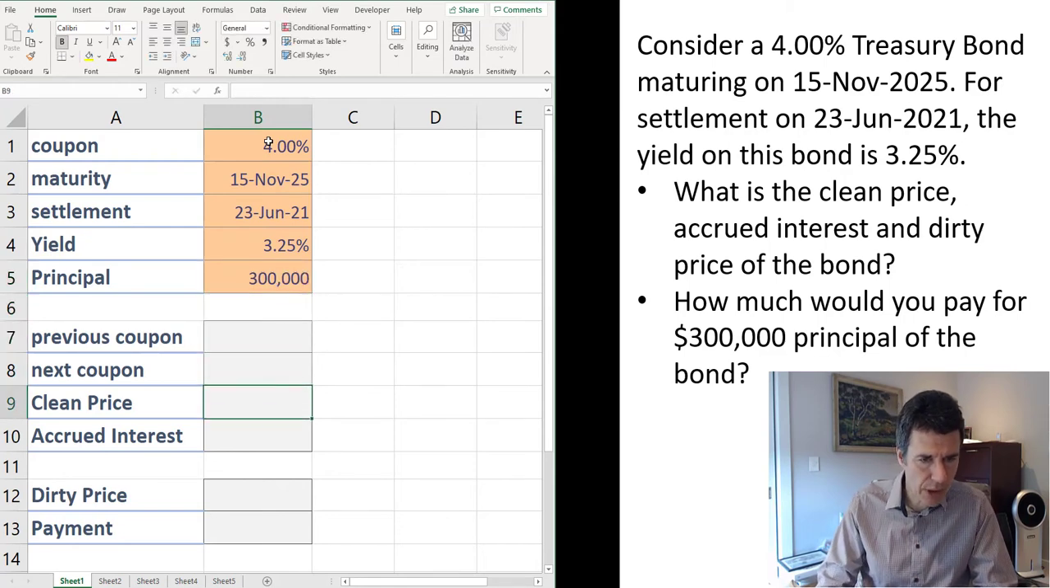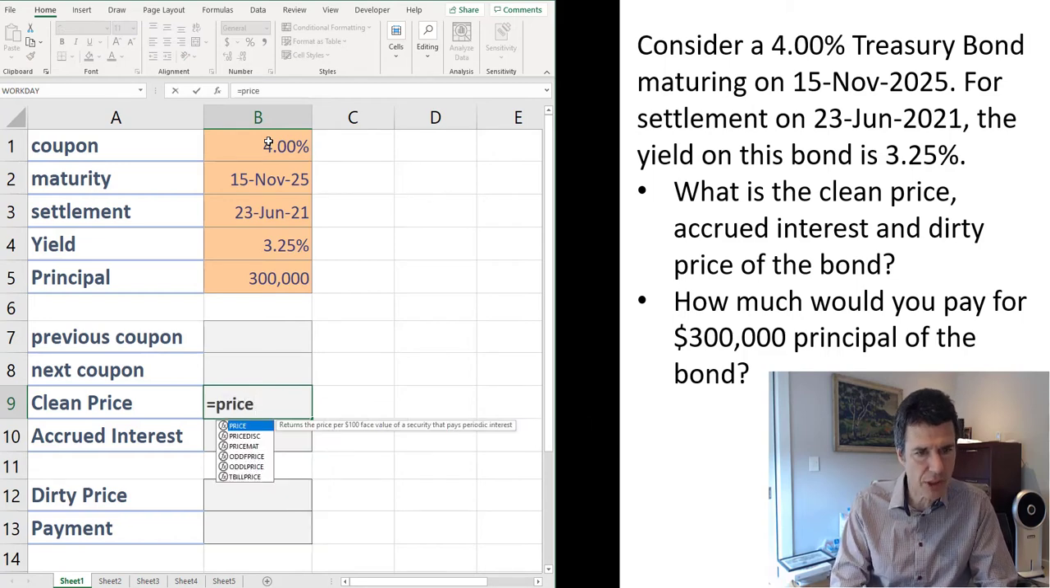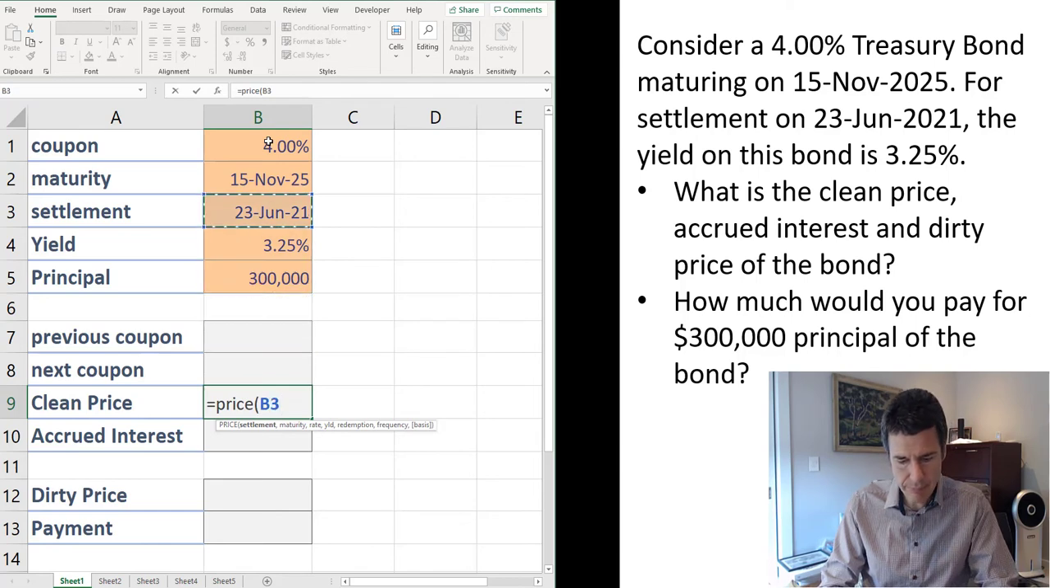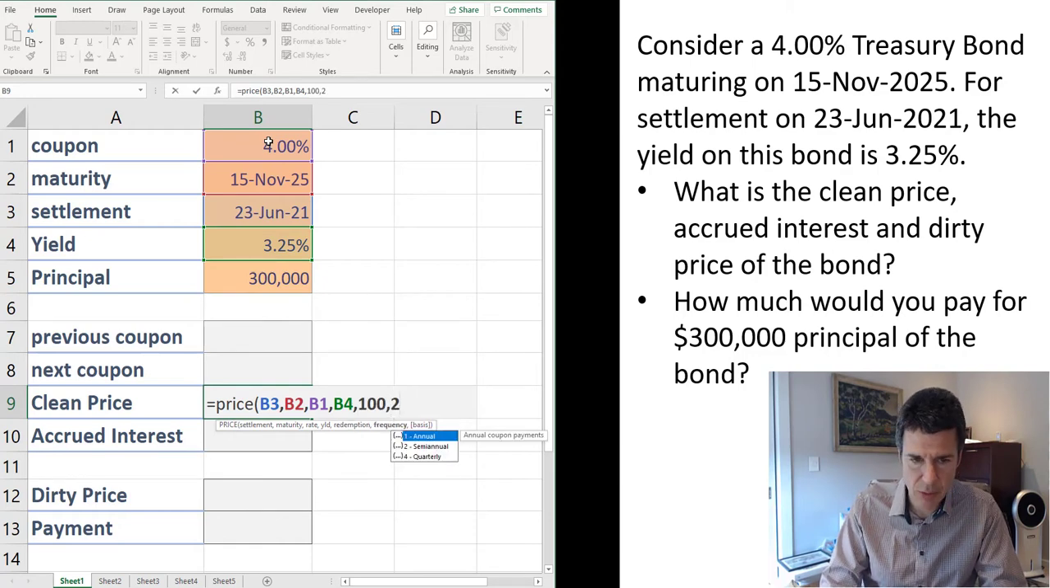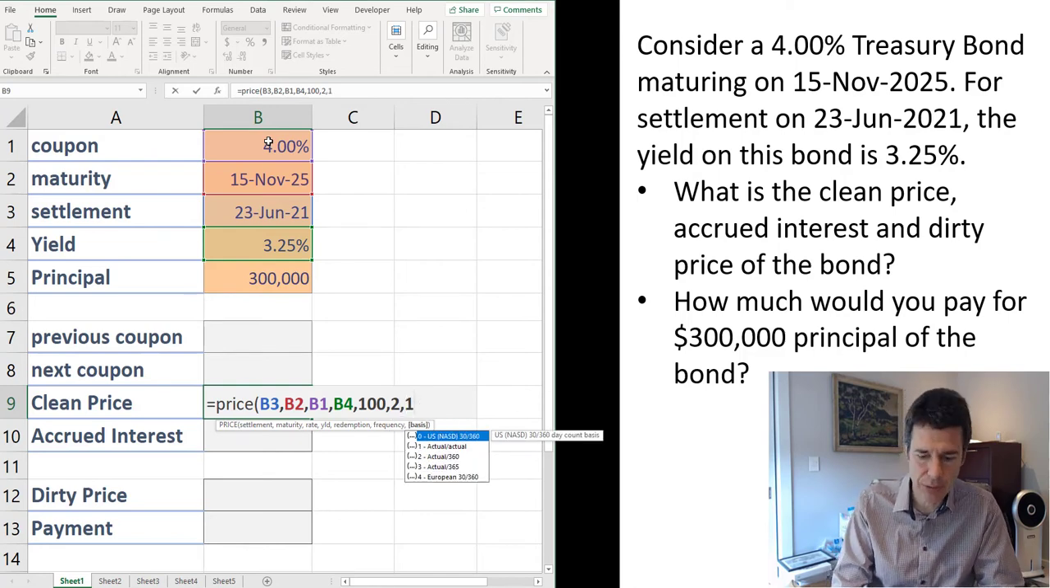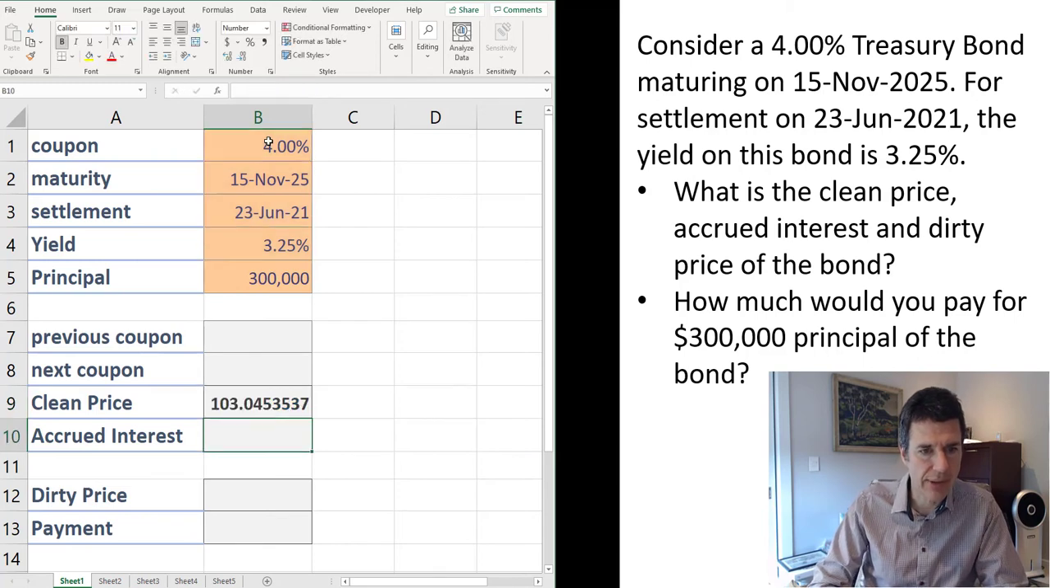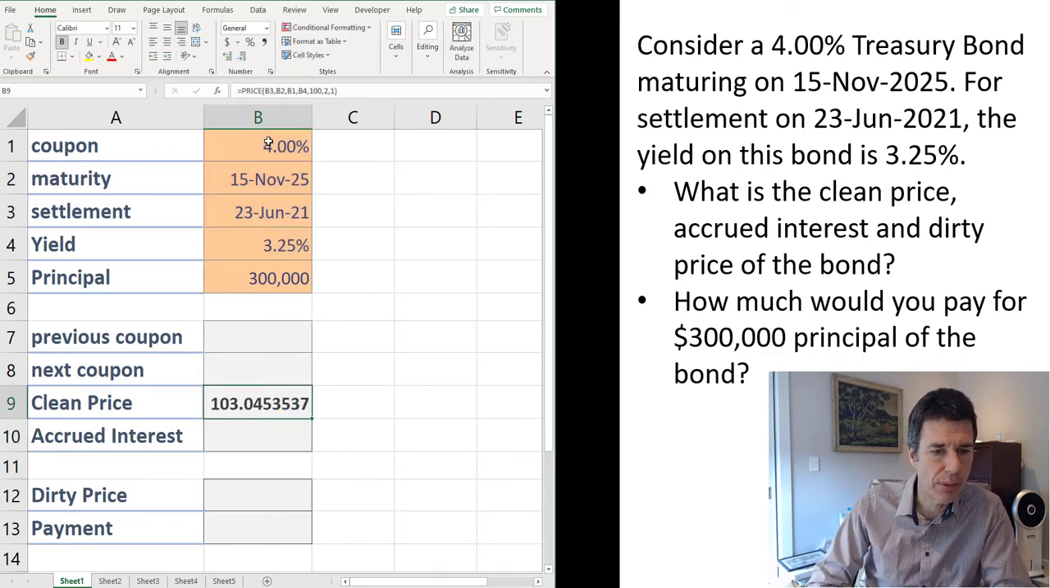Now, the clean price, we're going to use Excel functions to do this. We're going to start with the clean price because we can just do that. So that's the function PRICE. The PRICE function takes the settlement date, the maturity date, the coupon rate, the yield, the redemption, so we're just going to do $100, the frequency, which is semi-annual because this is a U.S. Treasury bond, and the basis, which is 1, actual over actual, again, U.S. Treasury bond. So the clean price is fairly easy, 103.05.